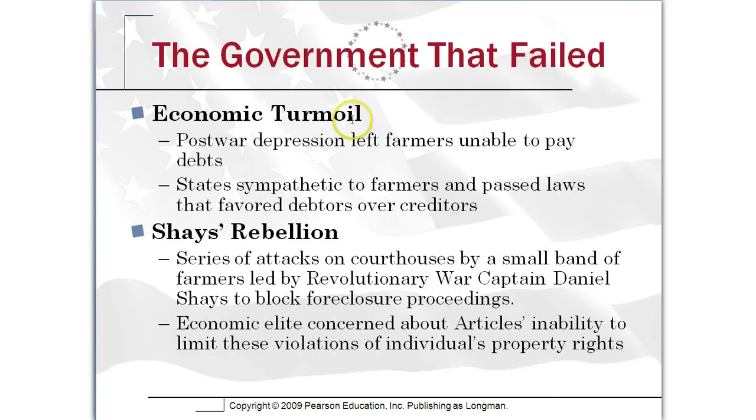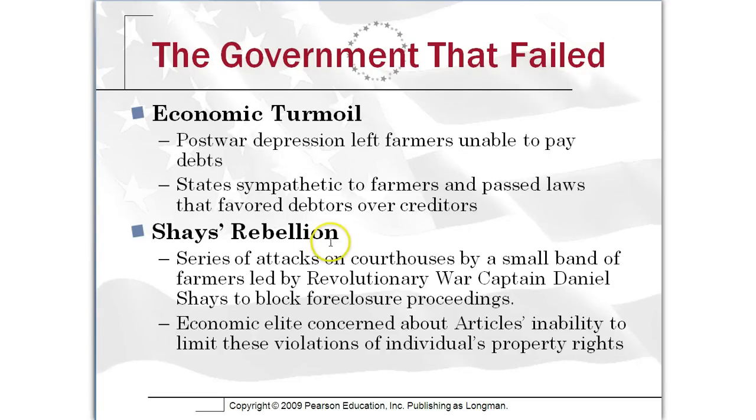There was a lot of turmoil, especially economic turmoil. The revolution cost the colonies a lot of money, and the farmers and the people who were fighting in it lost a lot of money. A depression followed the war, and a lot of the farmers were unable to pay their debts. So the states were passing laws that were sympathetic to the farmers because they wanted to keep their people happy, and the laws favored the debtors over the creditors, meaning the people that couldn't pay their bills didn't have to. But then there was no money and no taxes generated to fund this new government, and things were really a mess, and there were a lot of disputes going on.